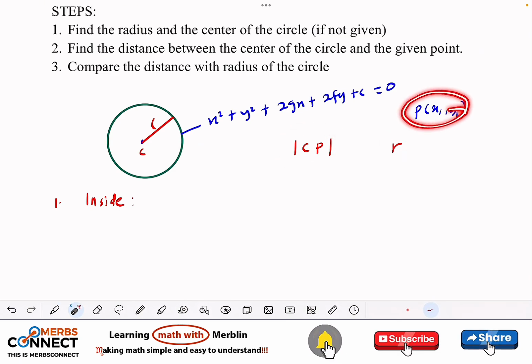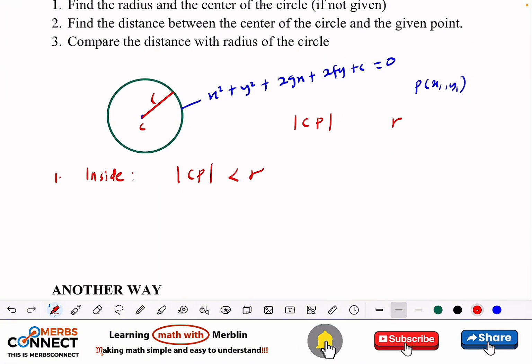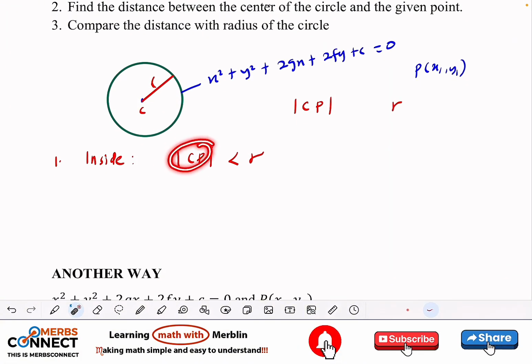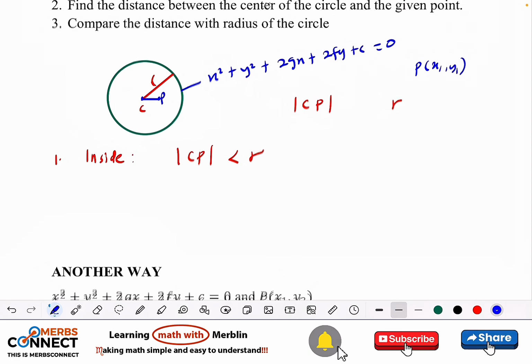So the point P will be inside the circle when the distance of this is less than r. If the distance is less than r, then it means that it's inside the circle, because we know that this should be this. So anytime you find the distance between this and it's less than, then we know that P is somewhere inside the circle, because from the center to this point here is inside the circle, and you see that this distance is less than that. So that's what we mean by inside.